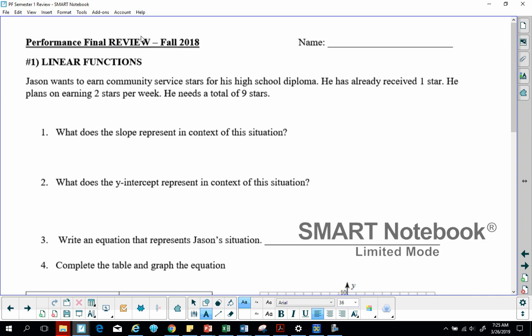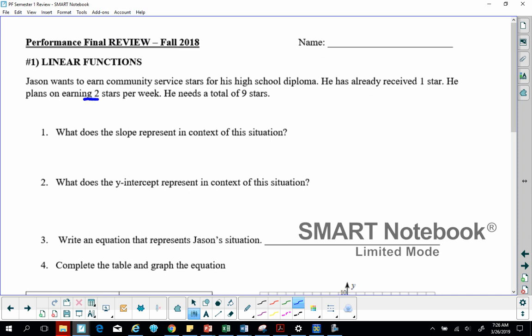I would start with this one. This one's the easiest one. It says Jason wants to earn community service hours for his high school diploma. He has already received 1 star. He plans on earning 2 stars per week. Is that the same numbers that are on your paper? He needs a total of 9 stars. So first, what is the slope in this situation?